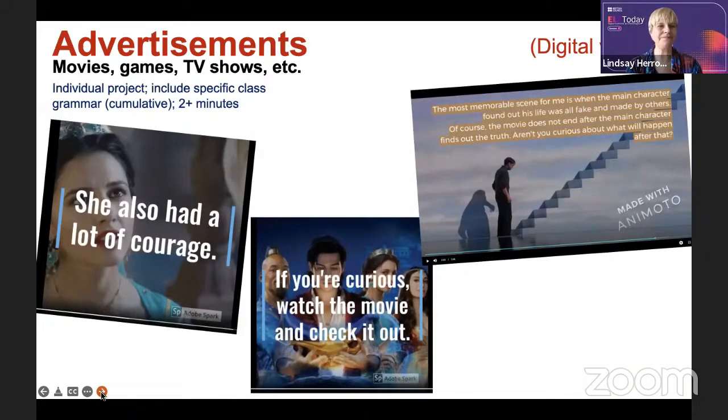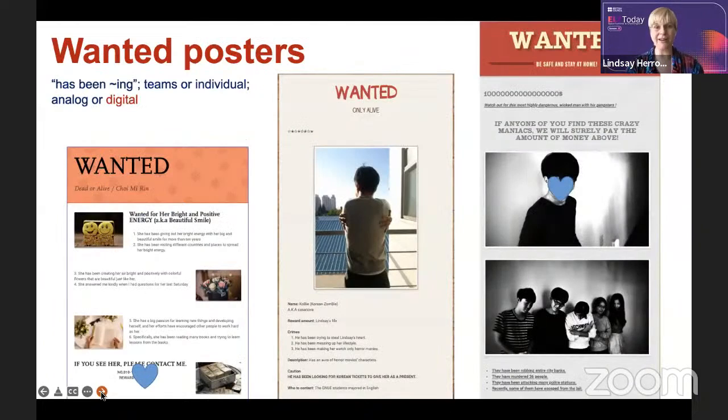We were very flexible. We've used different online tools to make wanted posters. Specifically, I use these in my classes where we're talking about has been, ing. This could be small teams or individual, analog or digital. For the analog version, I told them not to write the student's name and just draw a picture and write their crimes. And then the other students had to guess who the criminal was. For the digital version, we used S'more, and students actually got to run around and take pictures of the different crimes taking place. So that was pretty fun too.